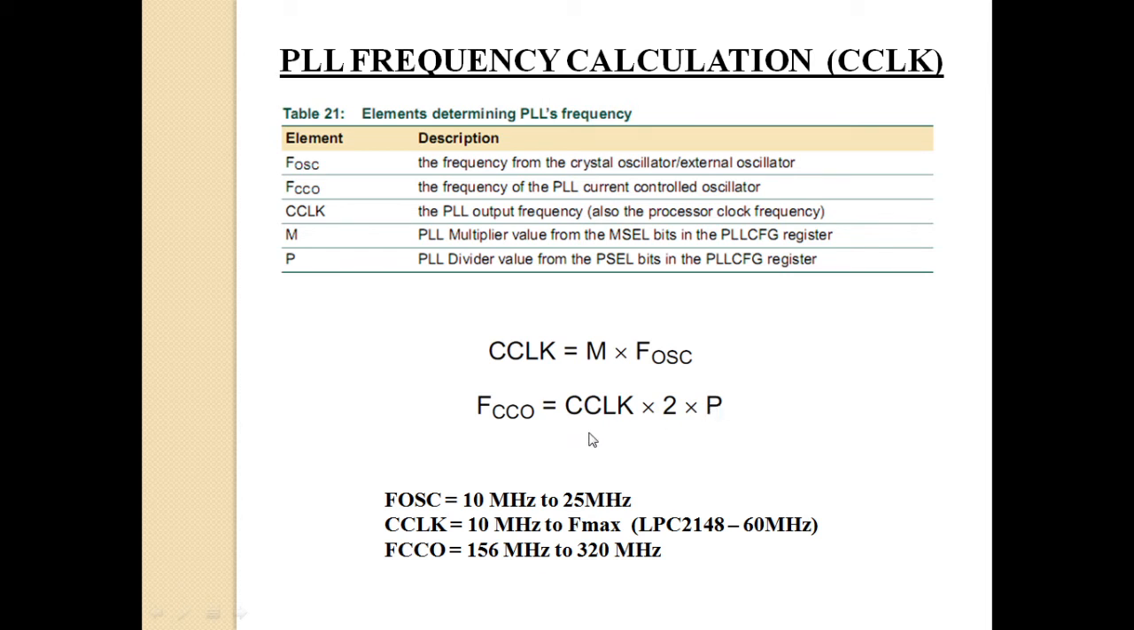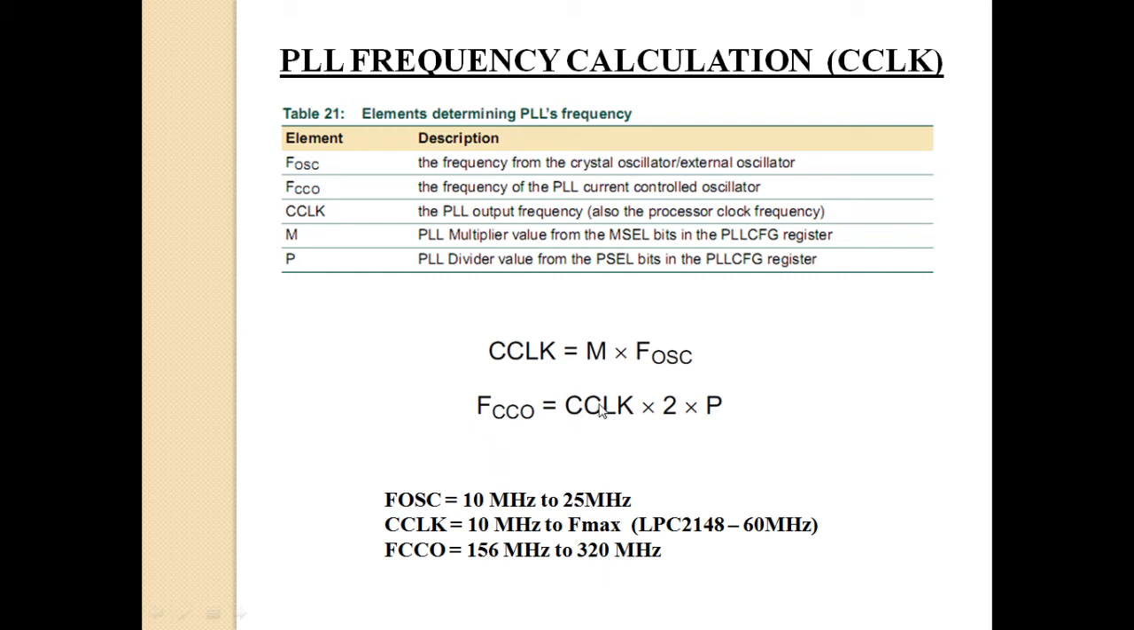So if you want to get a 60 megahertz clock, what should be the division factor? This is the equation for that. How will you perform the division? By using the current controlled oscillator. So FCCO is the frequency of the current controlled oscillator. There is a limitation for this also. The frequency of the current controlled oscillator should be within 156 to 320 megahertz. It should be within this range.